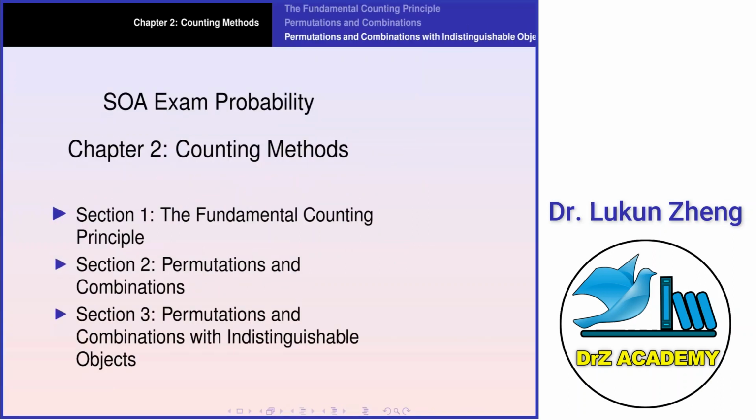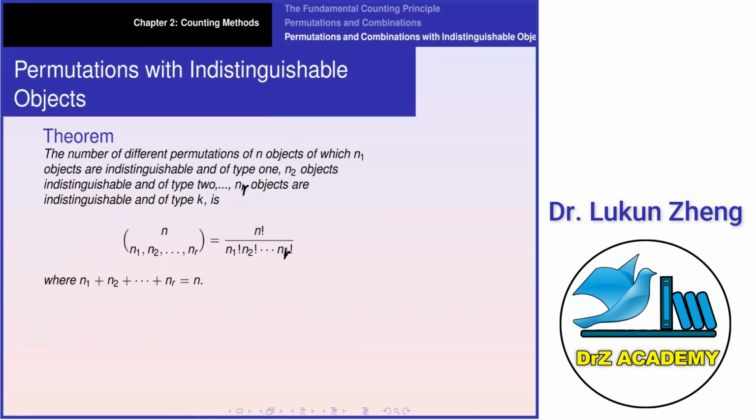In today's video, we're going to move on to section 3 of chapter 2, counting method, the permutations and combinations with indistinguishable objects. Let's consider this theorem first. The number of different permutations of n objects of which n1 objects are indistinguishable and of type 1, n2 objects are indistinguishable and of type 2, and so on, and nr objects are indistinguishable and of type r, let's say.